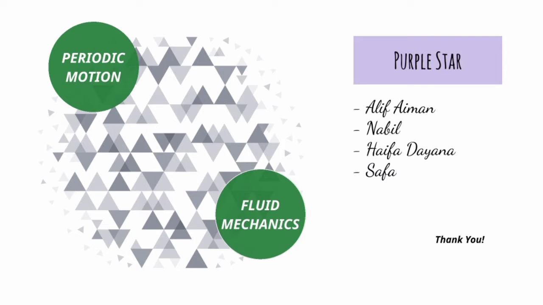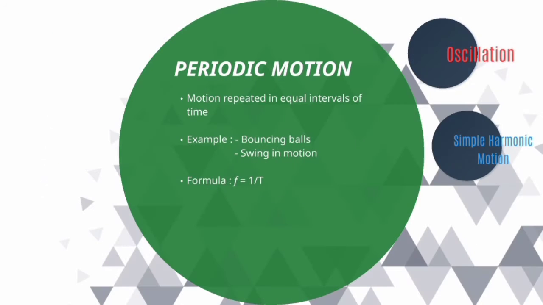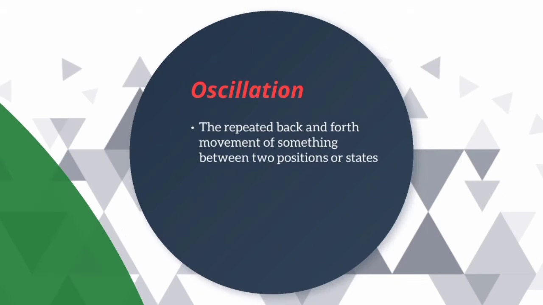Today my group will present an overview of the topic of periodic motion and fluid mechanics. Periodic motion is the motion repeated in equal intervals of time, for example a bouncing ball and a swing in motion. The formula is frequency equals 1 over T, where T is the period. Next, oscillation is the repeated back and forth movement of something between two positions or states.